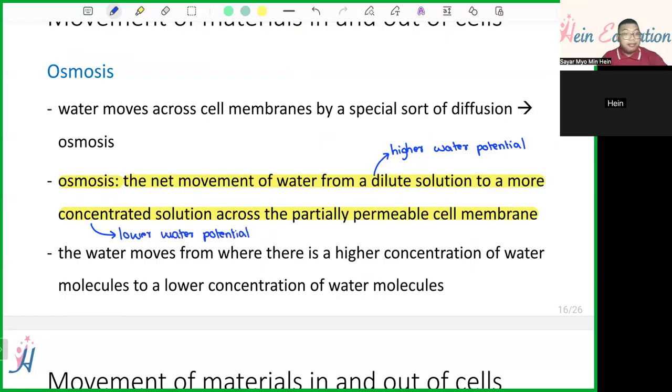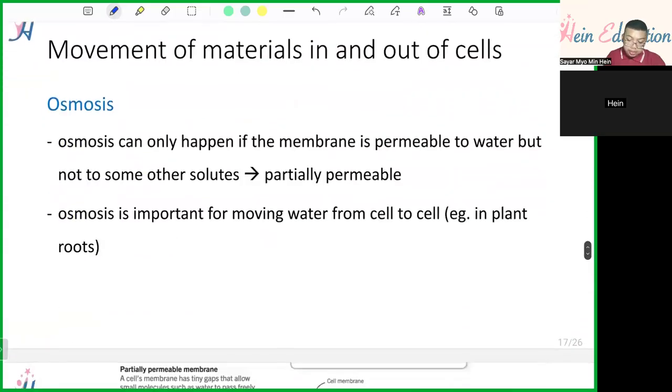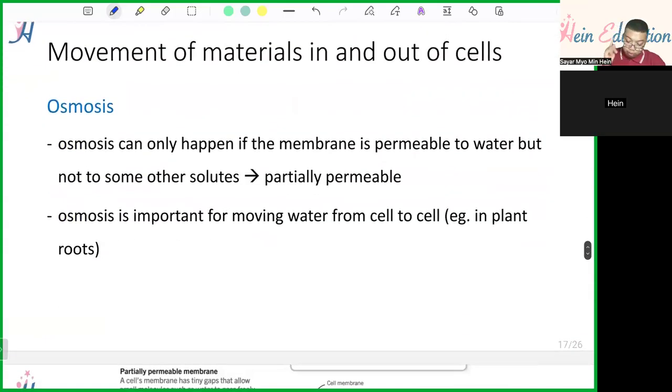So this is similar to diffusion, but remember, we only use the term osmosis for the movement of water molecules. So the water moves from a higher concentration of water molecules to a lower concentration of water molecules, which is down the concentration gradient across the partially permeable cell membrane. Osmosis can only happen if the membrane is permeable. So you need to remember that for osmosis to take place, the membrane that water is passing through has to be partially permeable.